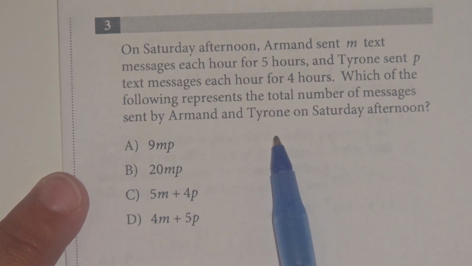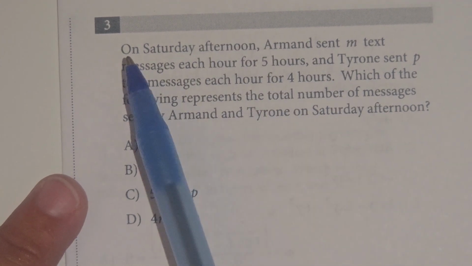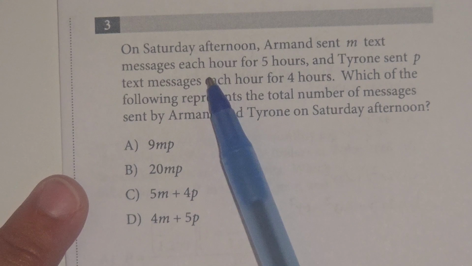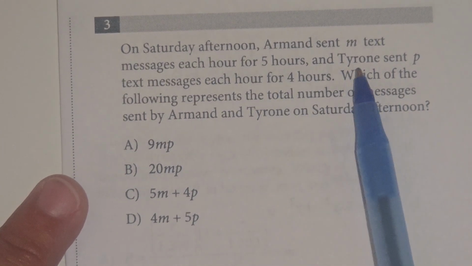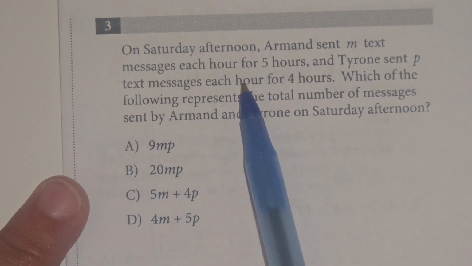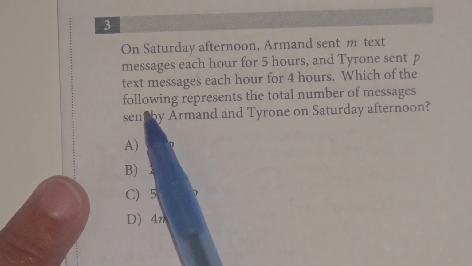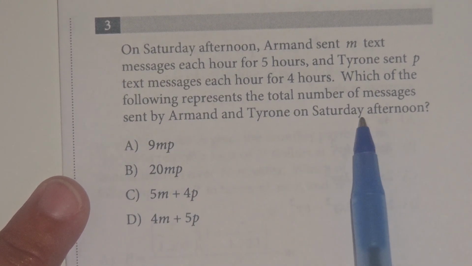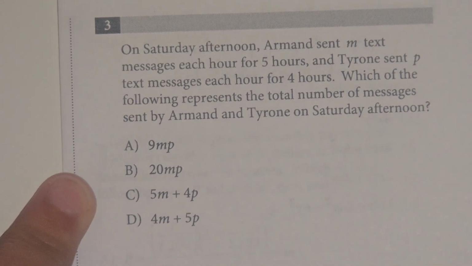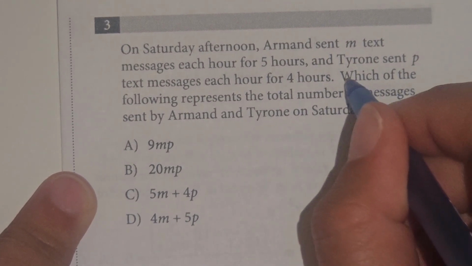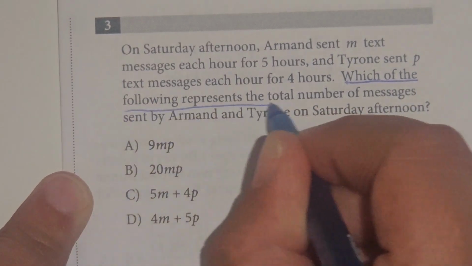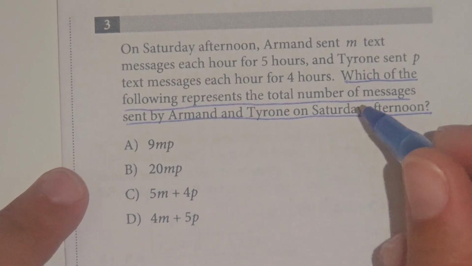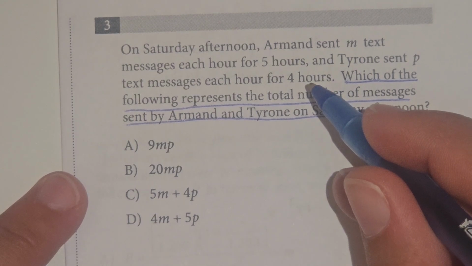Okay, number 3 is going to be a word problem. So let's go ahead and read through it. On Saturday afternoon, Armand sent M text messages each hour for 5 hours, and Tyrone sent P text messages each hour for 4 hours. Which of the following represents the total number of messages sent by Armand and Tyrone on Saturday afternoon? The first thing I always like to do, this helps some people, is underline the question. That way you can start to separate what is information versus the actual question here.